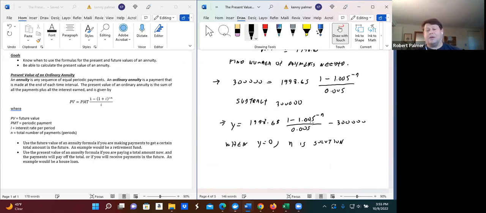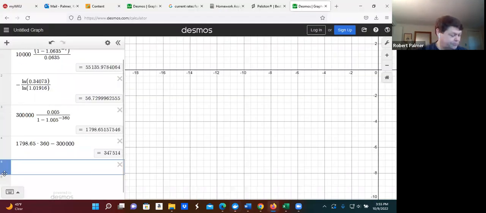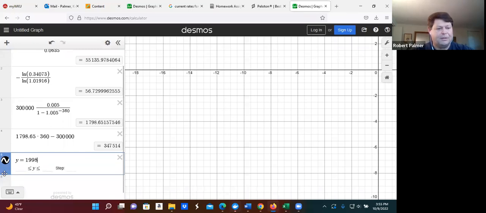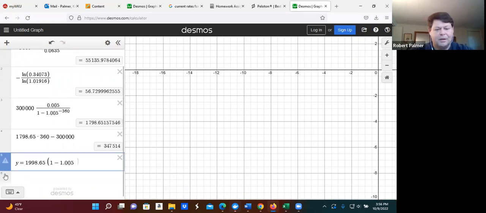And also the way I set this up, I'm actually going to put this into Desmos. Okay, so let's go back to Desmos. I can graph this. So we'll put y equals. You don't have to, but I think I will. And it's going to be 1,998.65 times 1 minus 1.005 raised to the negative x.